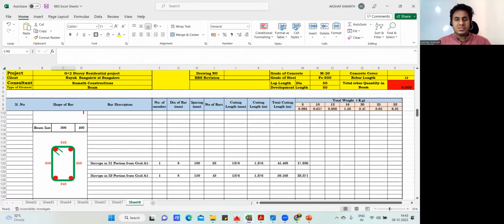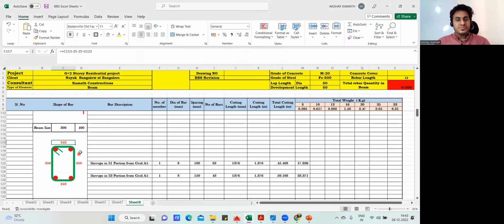I'll go directly to the Excel sheet. I've prepared it and written the beam size, which is 300 by 400. So how do you find this cutting length? This is 300. From 300, you take out 25 mm. Now here it is 25. In the column, we used to take 40 mm because it was a column with lateral ties. Right now, we are doing it for the beam, and the beam clear cover is 25 mm.